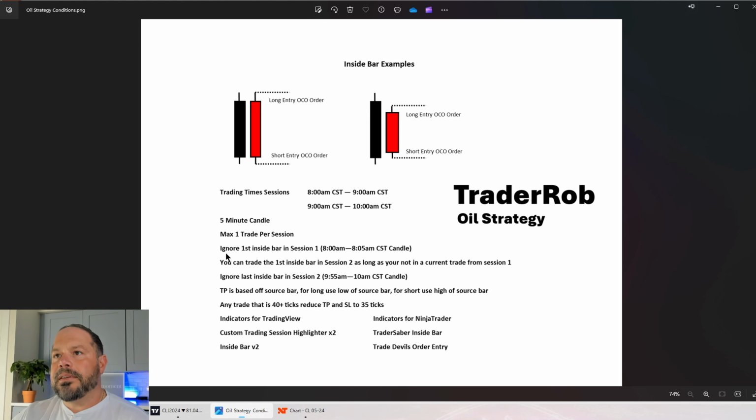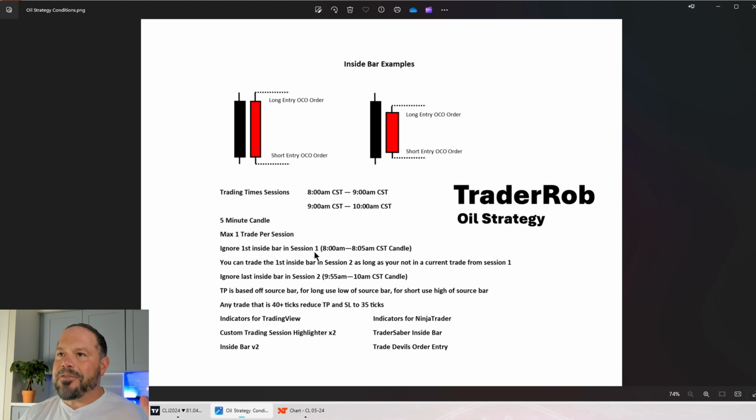I always ignore the first inside bar in session 1, meaning that if the first bar between 8 a.m. and 8:05 is an inside bar, I automatically invalidate that trade. The reason I do that is because I use the previous bar as a source bar to factor in my take profit and my stop loss. I'm going to give you guys examples of it.